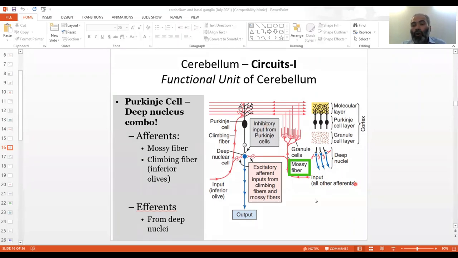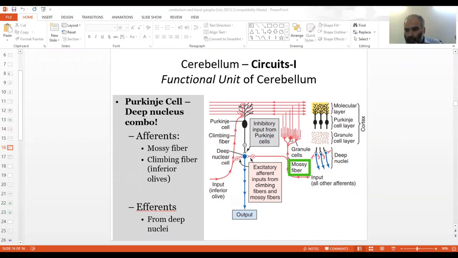All other afferents, whatever is left, so it can be the cortex, it can be the brainstem, it can be the body, whatever is left from the inferior olivary nucleus, the rest is sent via the mossy fibers, and it does a very similar thing. It first stimulates whatever respective deep nucleus, and then it goes on and synapses with granular cells.